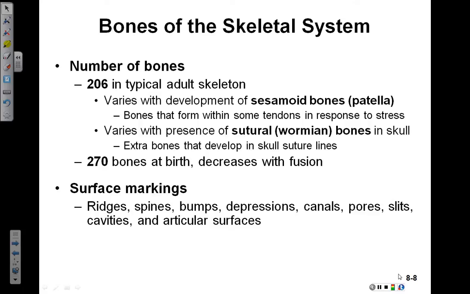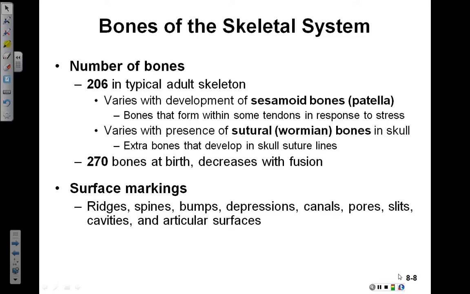Sutures, guys, are joints that hold the skull bones together, okay? So it's in your textbook on page 236. You need to highlight that. They're joints, immovable joints that hold the skull bones together. There are 270 bones at birth, but they decrease with fusion. One in particular, okay, this bone right here, babies are born with, they don't have 206. We have 206, as an adult.